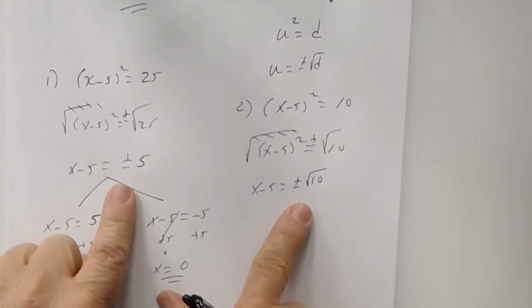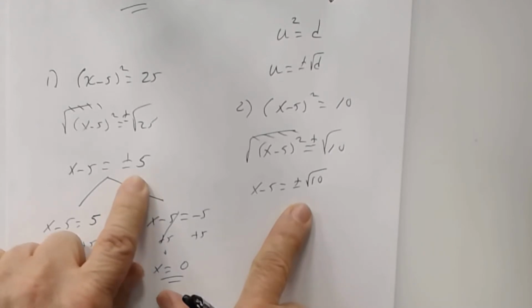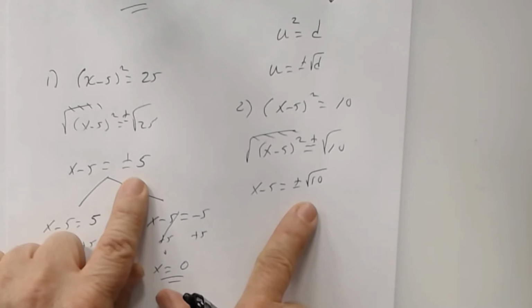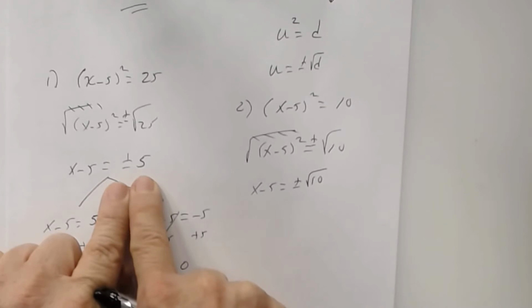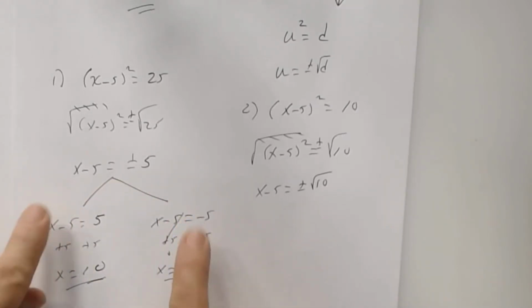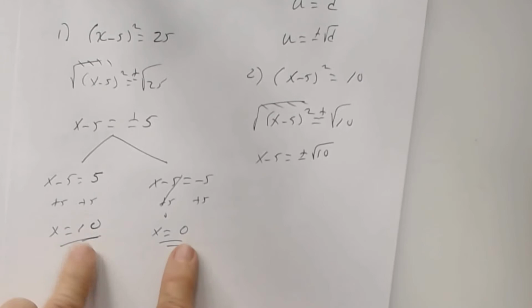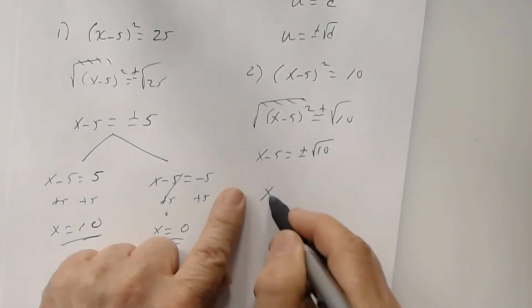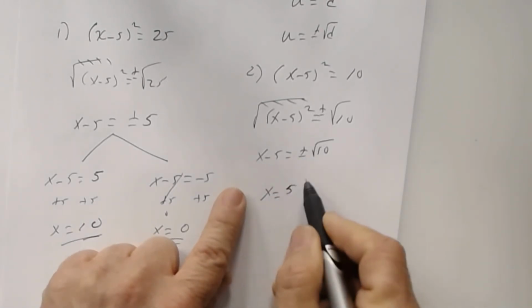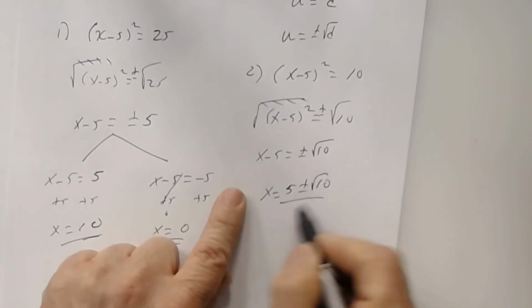Last semester you talked about rational and irrational numbers. 5 is what kind of number? Rational. Square root of 10 is what kind of number? Irrational. So when it's rational, when you get to this point, you split it apart and you can tell me exactly what the two solutions are. When it's irrational, leave it like this. Just bring the 5 over. So you can say x equals what? 5 plus or minus square root of 10.